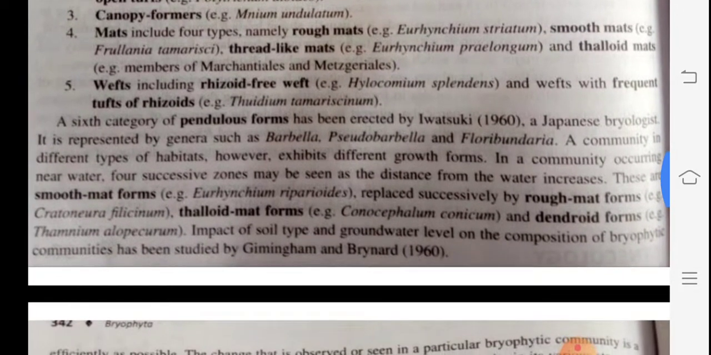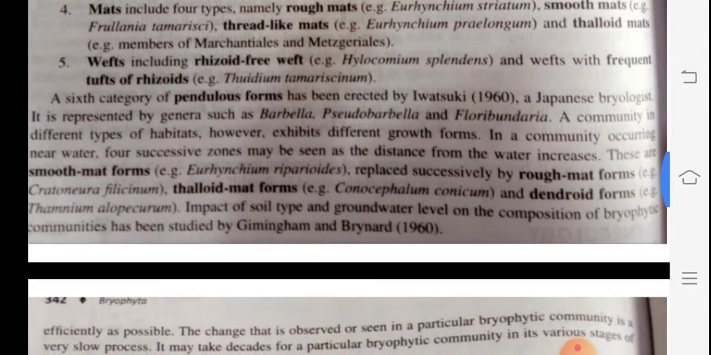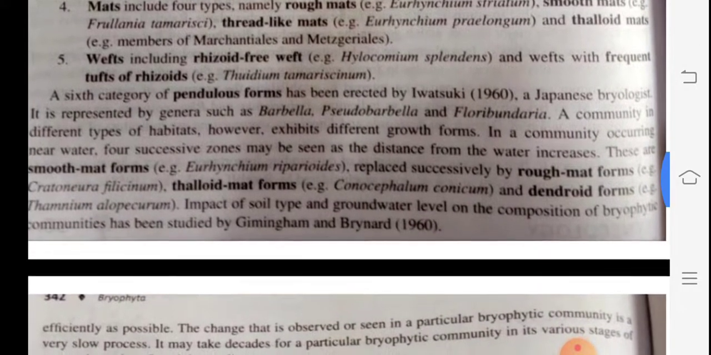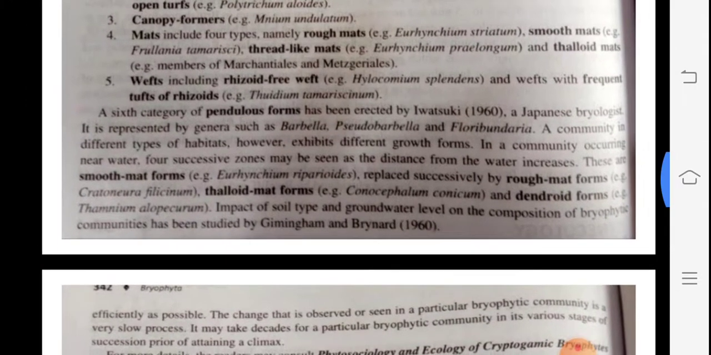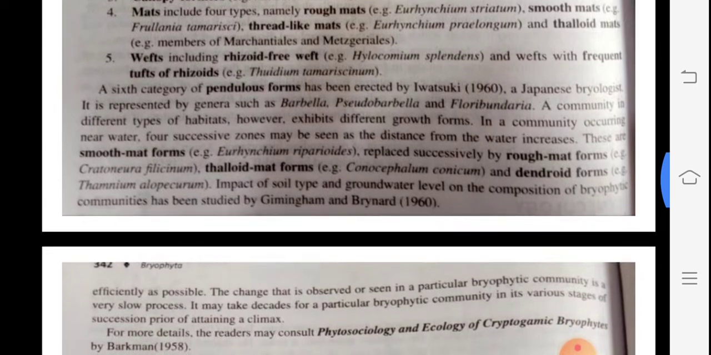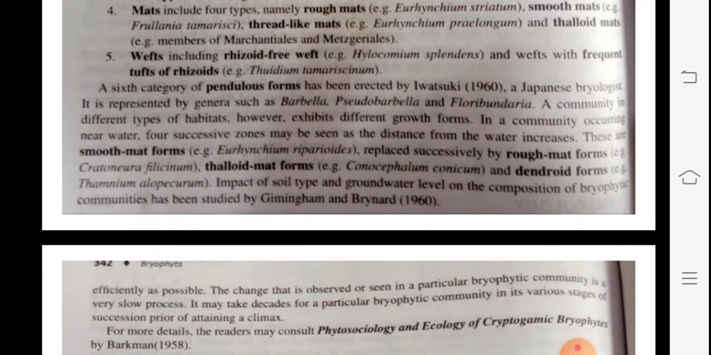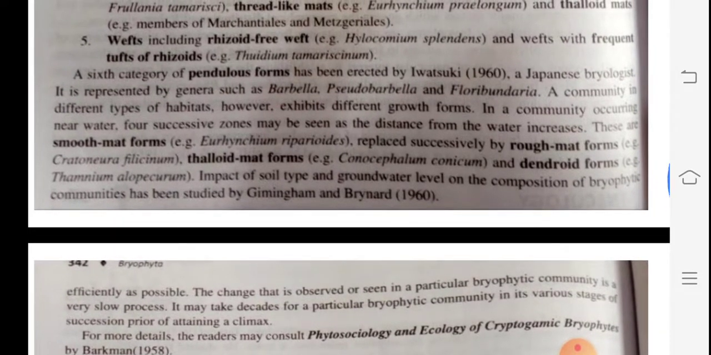So these six categories show pendulous types of forms. Pendulous, that is hanging, like the pendulum of the wall clock. In Japan, some Japanese bryologists have represented this pendulous condition. Examples are Barbella, then Pseudobarbella and Floribundaria. So these are the main genera found in the pendulous form.